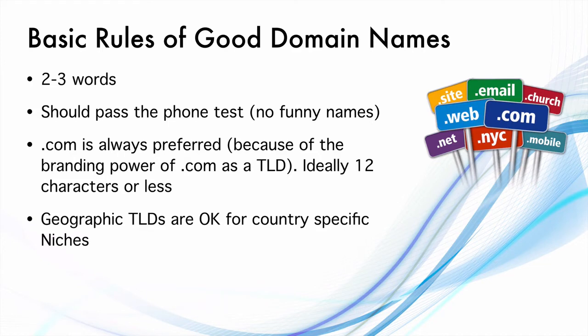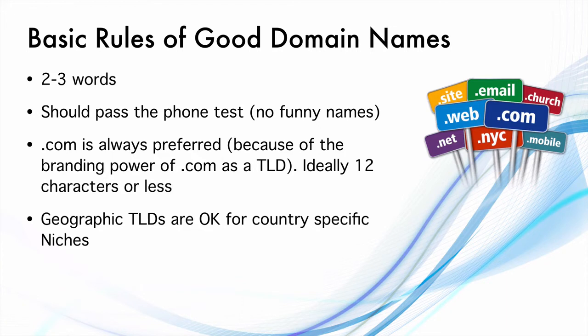Geographic TLDs are okay for country specific niches. So if you are building a website which is just going to be for India and never for outside India, it's okay to have a .in domain name. But at the same time, if someone else has a website at the .com version, over time, if you are building a very good brand, then what happens is that people might end up visiting the .com version, and you may lose some of the traffic to them. And it's not good, especially if you are competing in the same industry.